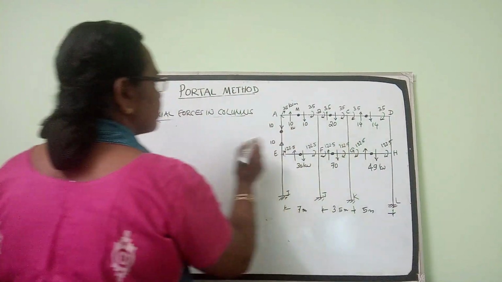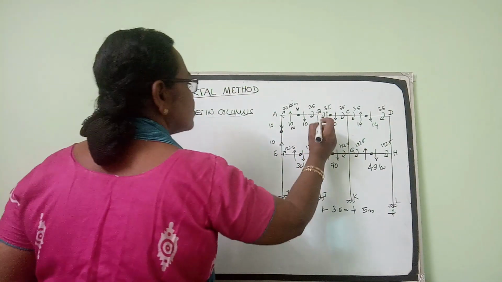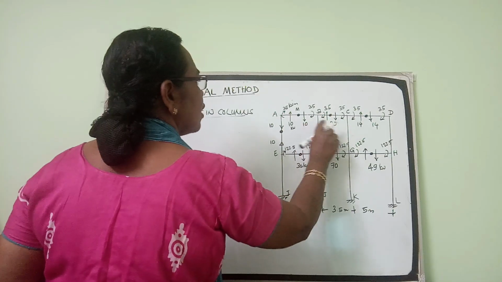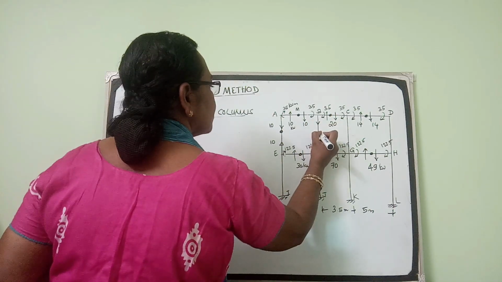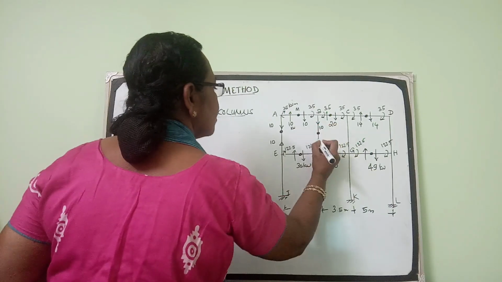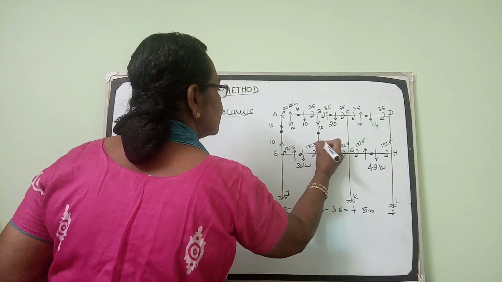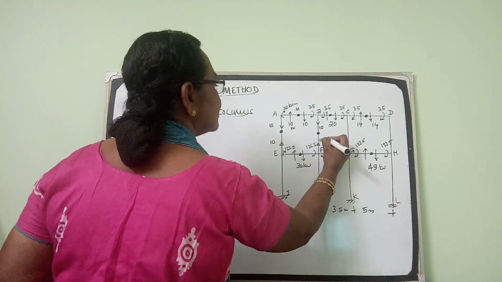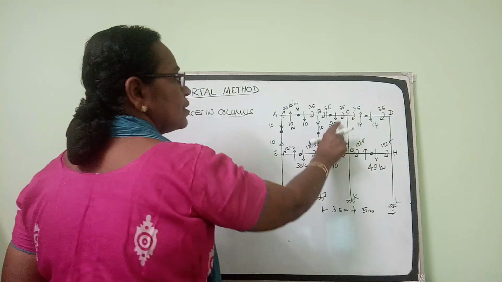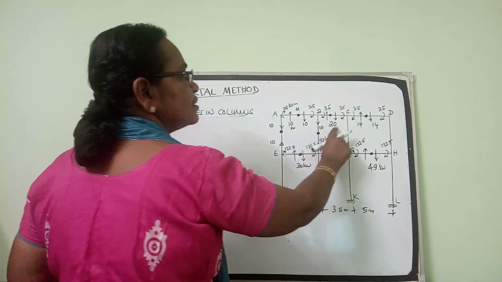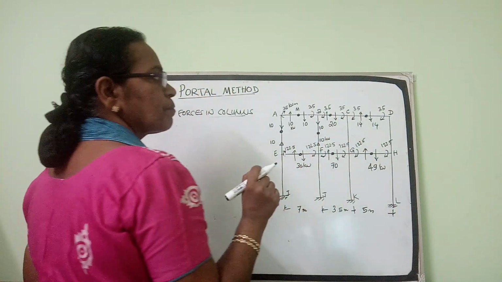Joint C. We are calculating the axial forces here. So here we have 10 downwards, 20 upwards. So it should be 10 downwards, and here it is equal and opposite, 10 upwards. Coming to joint C, 20 downwards, 14 upwards.